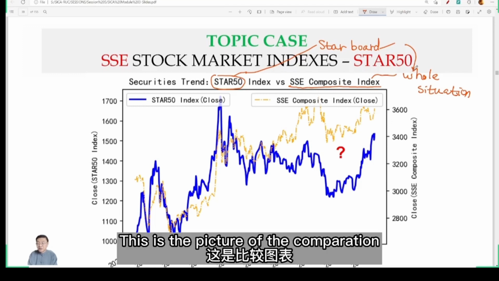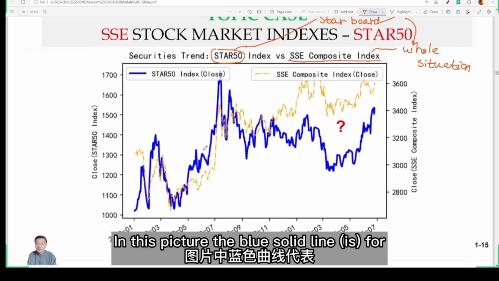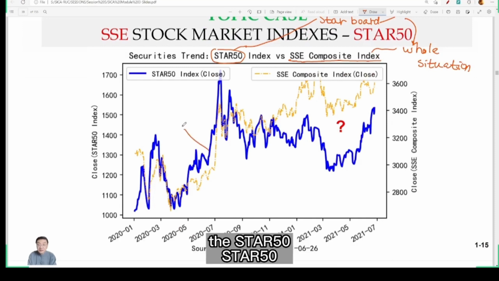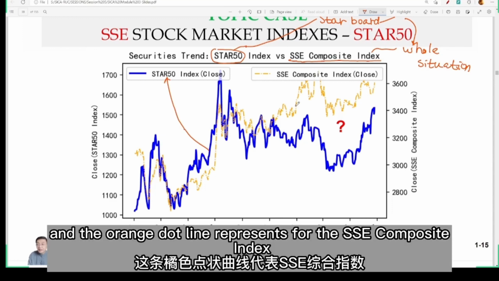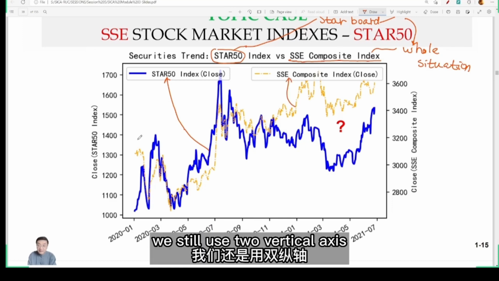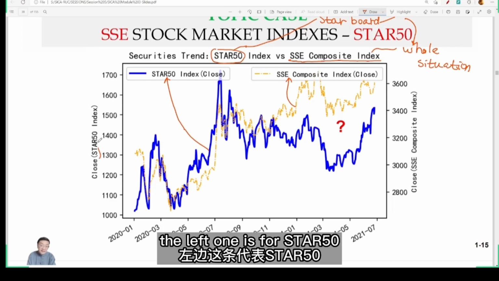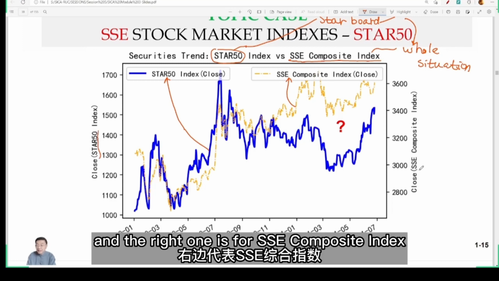This is the picture of the comparison. In this picture, the blue solid line is for the Star 50 and the orange dotted line represents the SSE Composite Index. We still use two vertical axes. The left one is for Star 50 and the right one is for the SSE Composite Index.